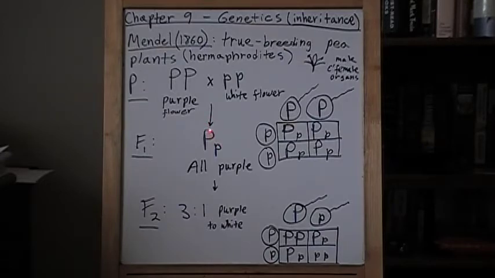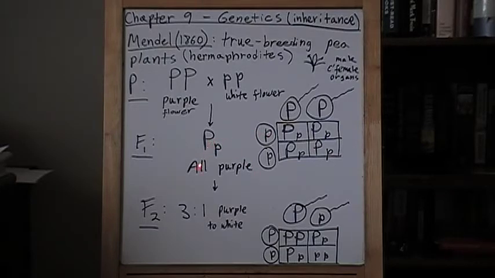We call the different alleles present the genotype, and we call the appearance of it the phenotype. So why is it purple? It's purple because the big P allele masks the little p allele. We say that the big P allele is dominant to the little p allele.